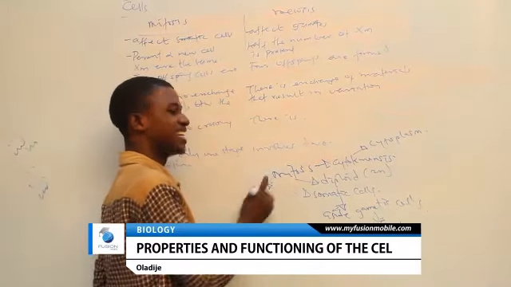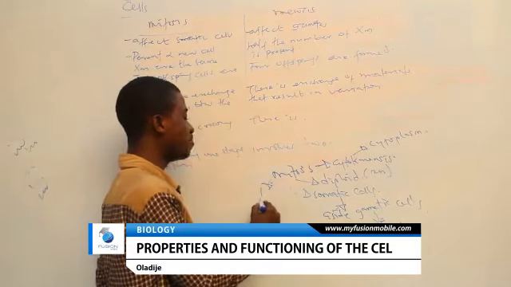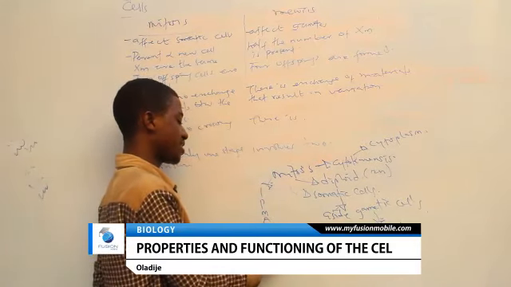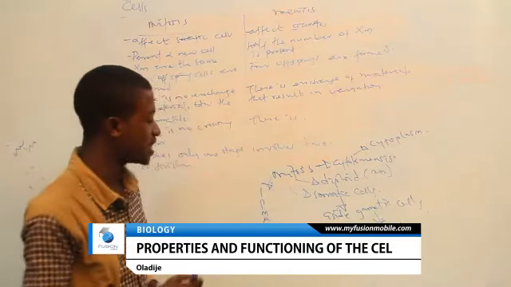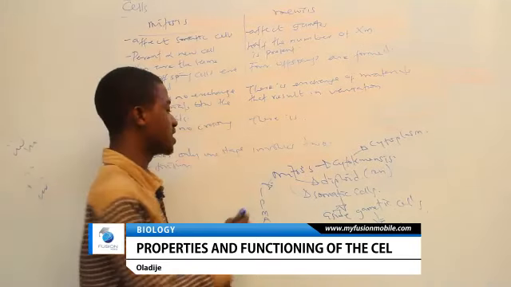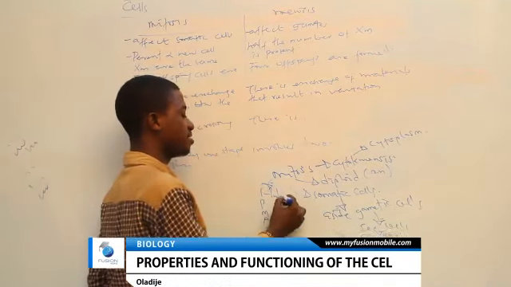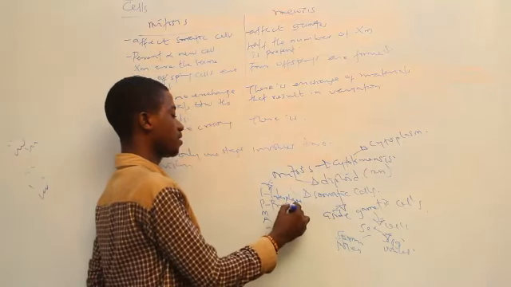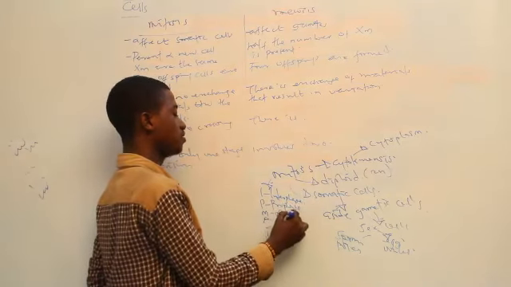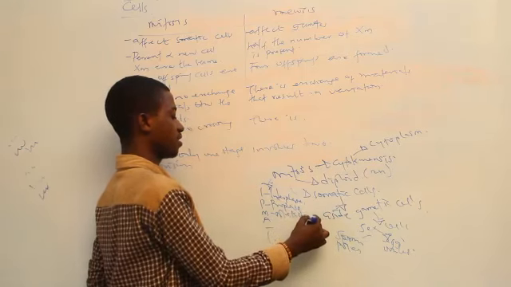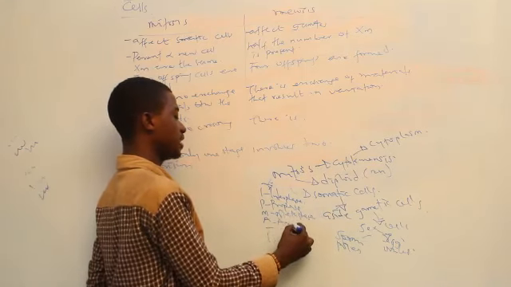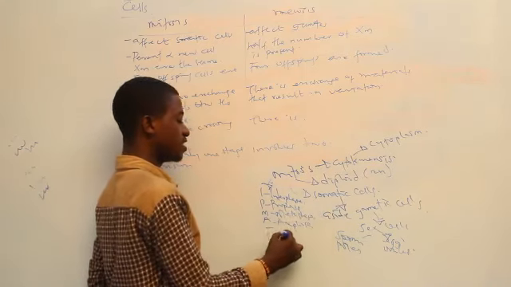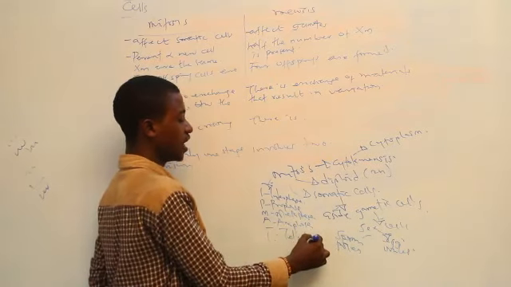There are stages in mitosis. These stages are called IPMAT. I-P-M-A-T. I is known as interphase. The P is called prophase. M is called metaphase. A is called anaphase. And T is called telophase.